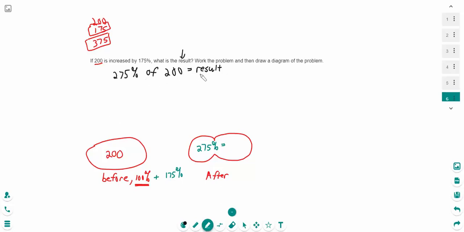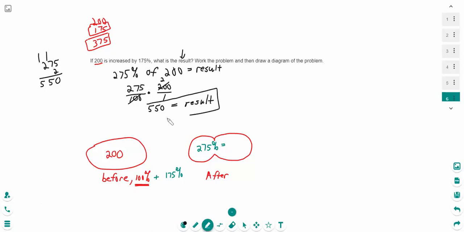Let's take that 275 and convert it into a fraction. Of means multiply. Then we have 200 over 1. These can cross cancel, right? And you're going to end up with just a 2. So you have 275 times 2, which is 550. So 550 is equal to the result. That is our solution. That is the result.